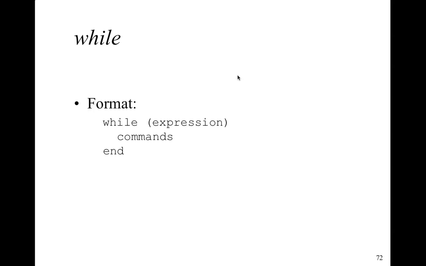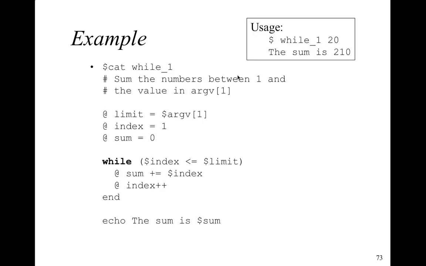While is just like C. While, some expression, do a command, and there's no do while, there's just a while. So here we have an example that's going to do a while. Index is smaller than or equal to some limit number, then do something inside. Sum is going to be plus equal index, index plus plus. These are treated as numbers because they have that @ symbol next to them.